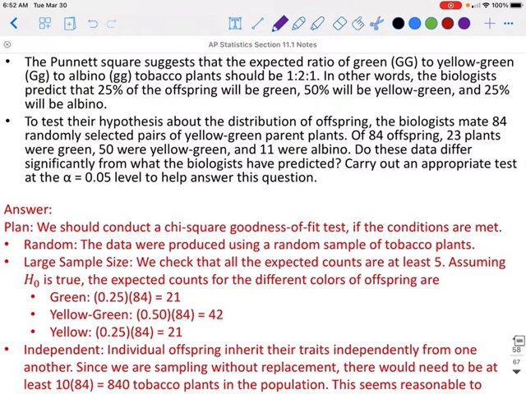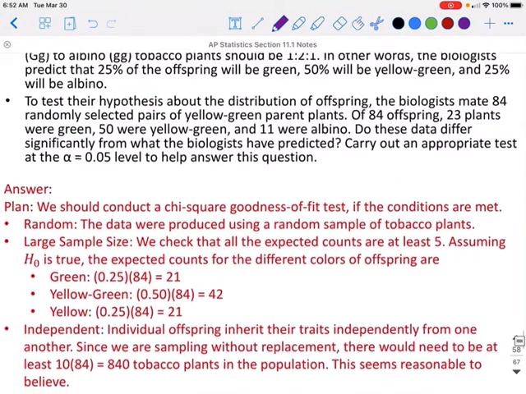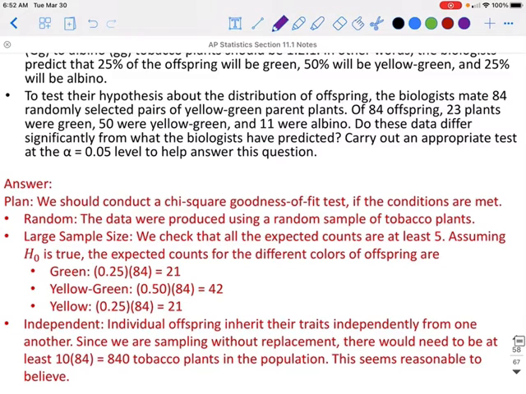Next is the plan. In the plan, you need to state what method you're going to use, and you need to check your conditions. So we should conduct a chi-square goodness of fit test if the conditions are met. Now our first condition is random. The data were produced using a random sample of tobacco plants. Next, instead of checking normal like we have been, we are checking the large sample size. So we check that the expected counts are at least 5.